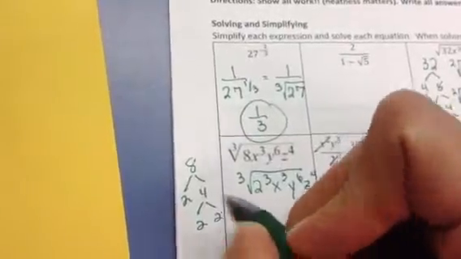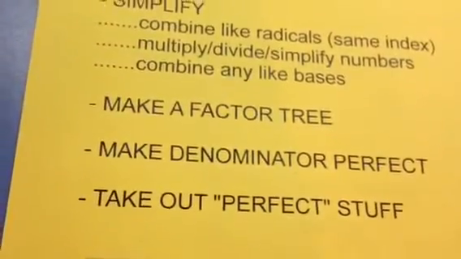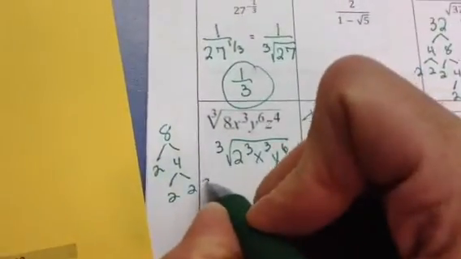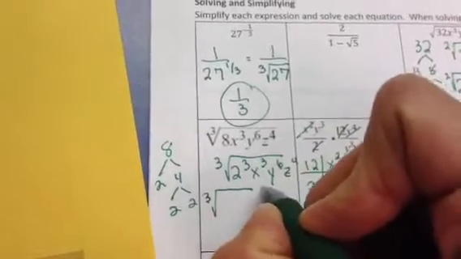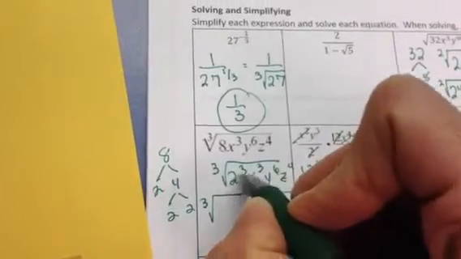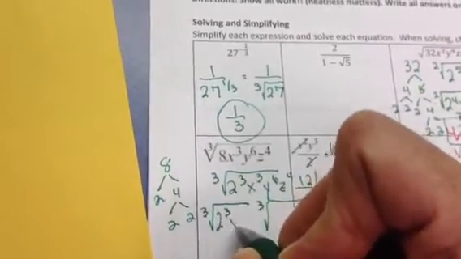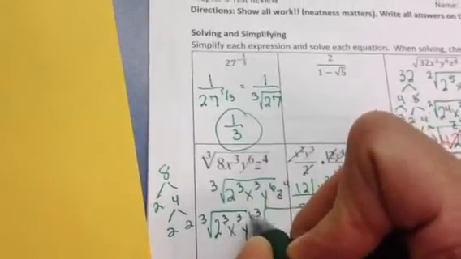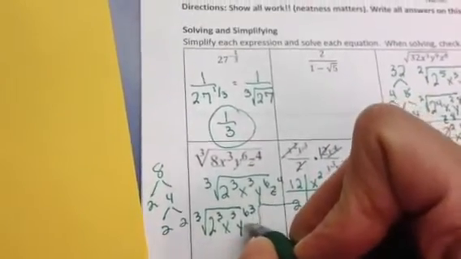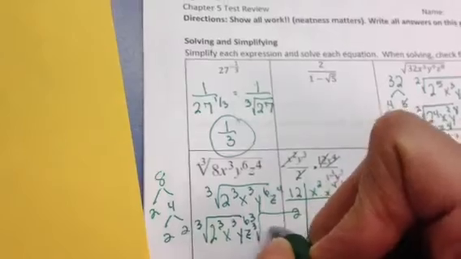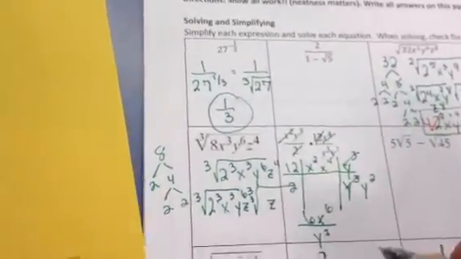Then you want to take out, it actually says make the denominator perfect. We don't have a denominator. And now we're going to take out the perfect stuff. So what's perfect? Here's my perfect. Here's my not perfect. So all the 2's are perfect. All the x's are perfect. All the y's are perfect. And of the 4 z's, 3 are perfect, but one's not. So I know this is really squished.